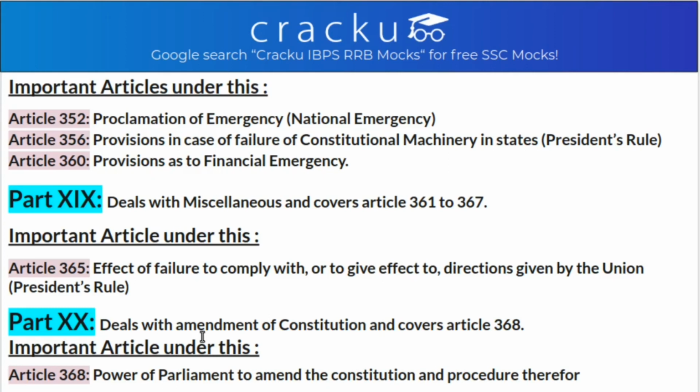After this comes Part 19. Part 19 deals with miscellaneous and covers articles from 361 to 367. An important article under this part is Article 365. Article 365 says effect of failure to comply with or to give effect to directions given by the Union, that is President's rule.